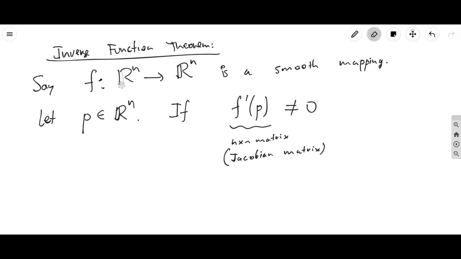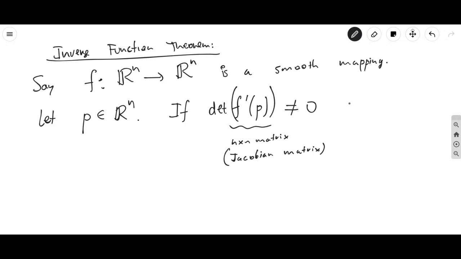This is when you take, so the function has n component functions, and there's n variables to differentiate with respect to. So if you differentiate each of the component functions with each of the variables, you get what is known as the Jacobian matrix at P. So it does not make sense to say the Jacobian matrix is non-zero, but what does make sense to say is the determinant is non-zero.